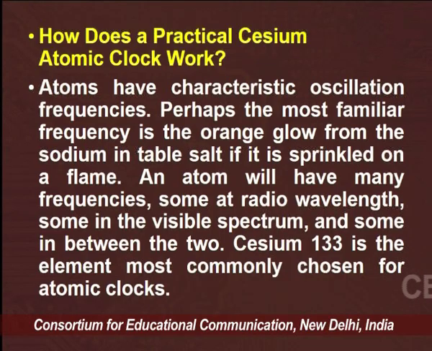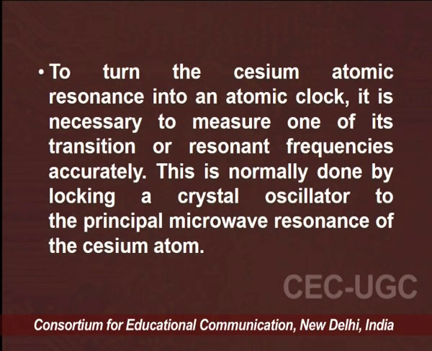Cesium 133 is the element most commonly chosen for the atomic clock. We can check the frequency by the orange glow from the sodium in table salt when it falls upon the fire. An atom will have many frequencies, some at radio wavelength and some in the visible range. So, to turn the cesium atomic resonance into an atomic clock, it is necessary to measure one of its transitions, or the resonant frequency, accurately.